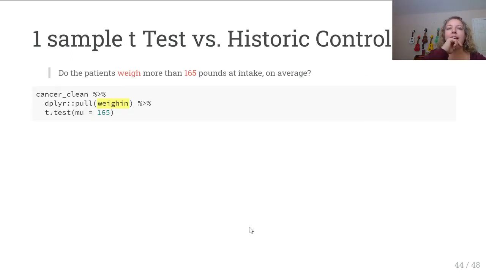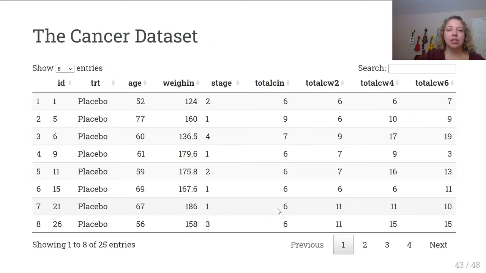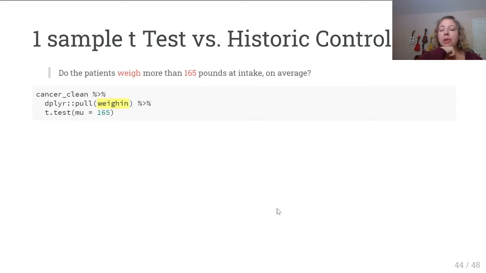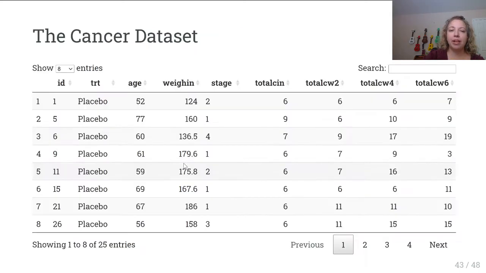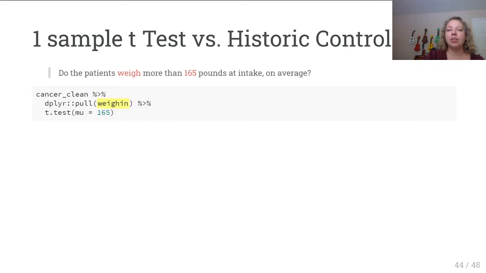So let's ask the question, do patients weigh more than 160 pounds at intake? So we can use that weight variable that has how many pounds, and we want to know, is it greater than 165? Now the research question is stated here directional.